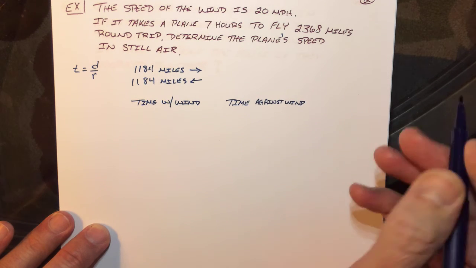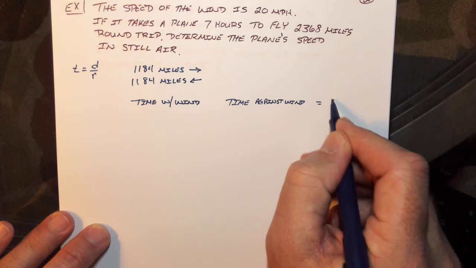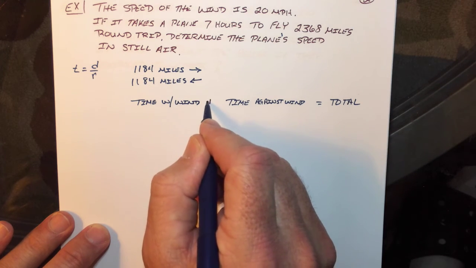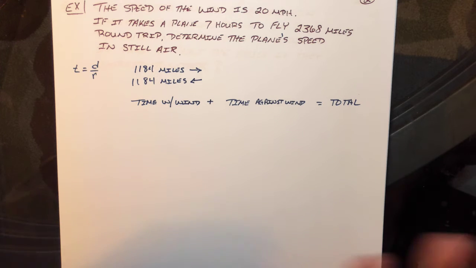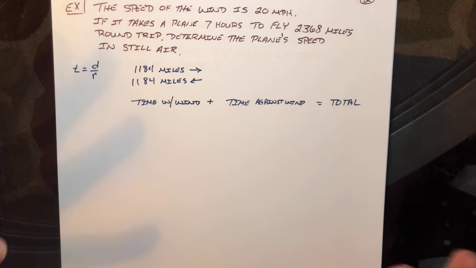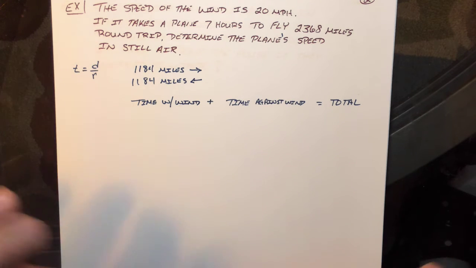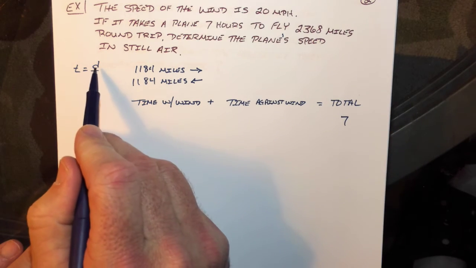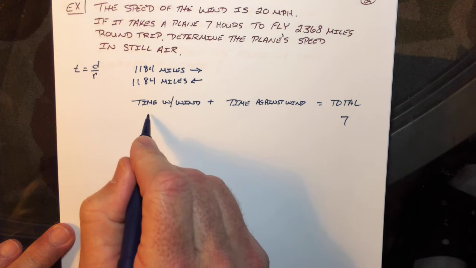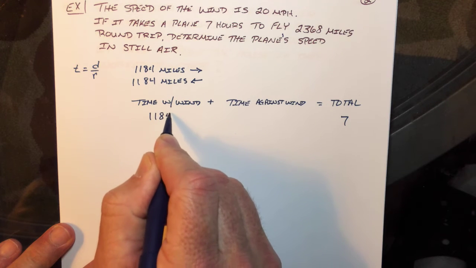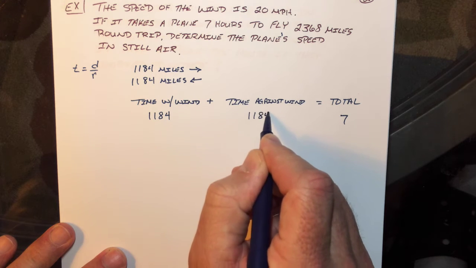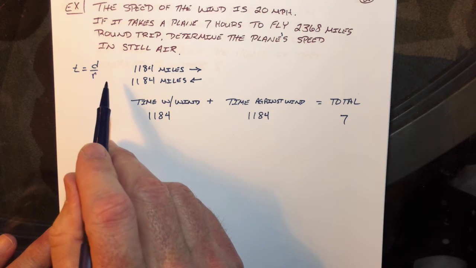That's going to do what for us? Give us our total time. So however long it takes to go with the wind, which should be faster, however long it takes to go against the wind, gives us our total time. So what's our total time? 7 hours. We've got a distance, 1,184 miles. Still 1,184 miles. Now it's all about our rate.